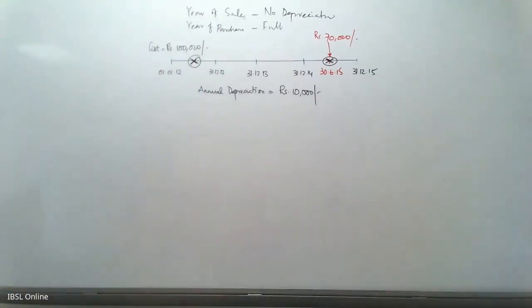Now, if this is a normal question, there are a few items missing. For example, the useful life is not given, or in other words, the depreciation rate is not given. There is no mention about the residual value. So it's only this information that we have to use to compute the required information.